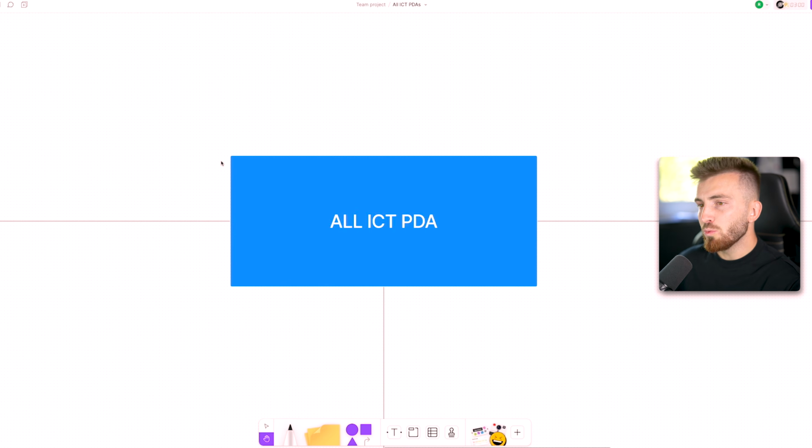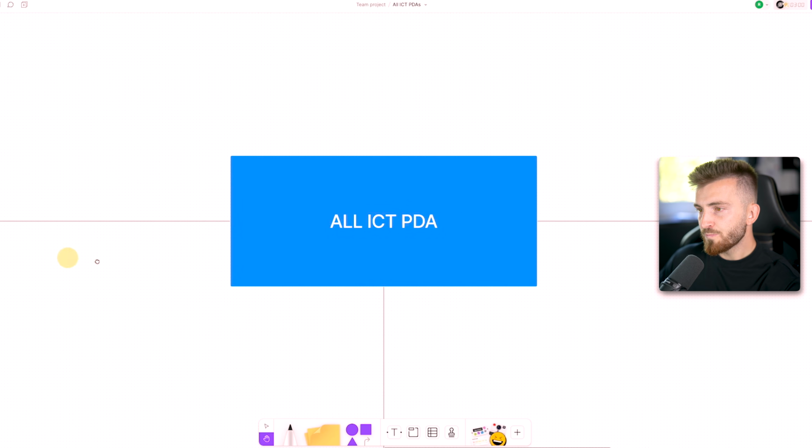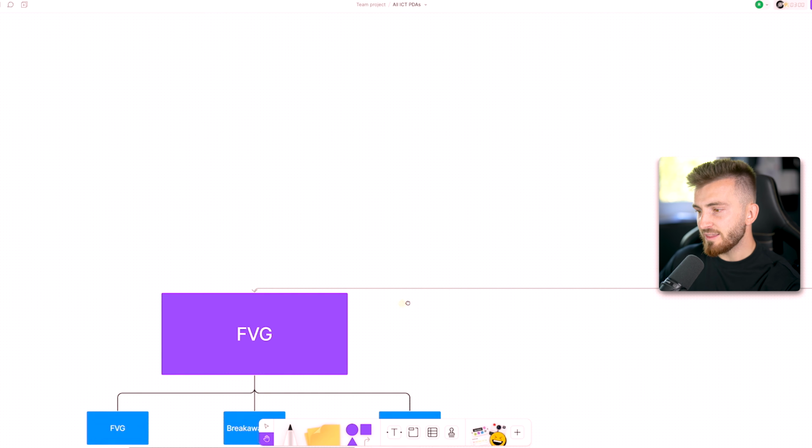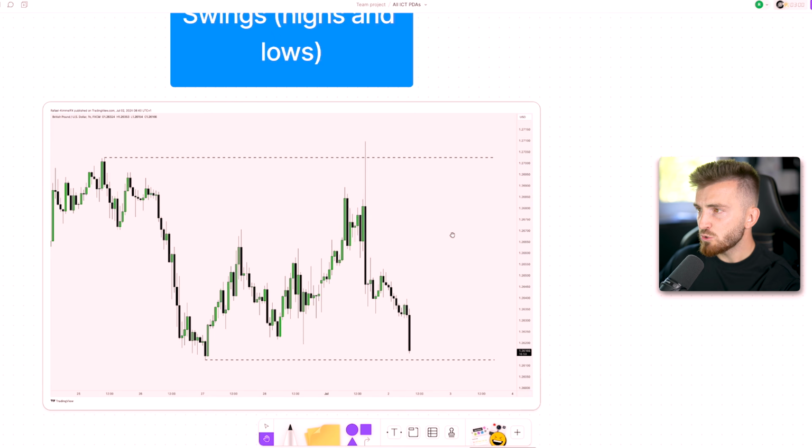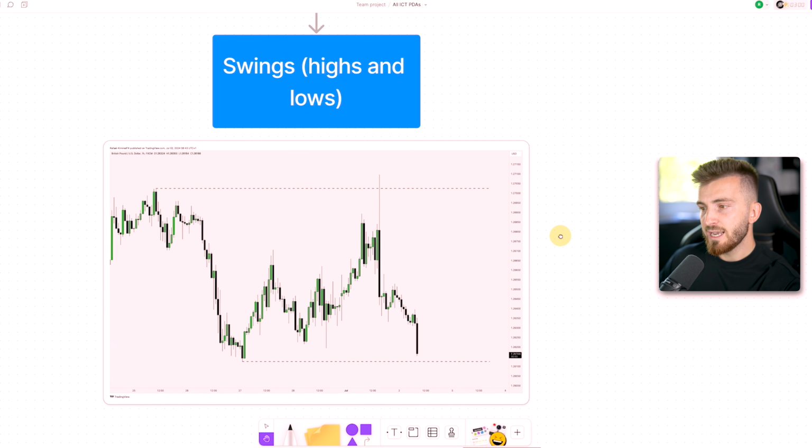Let's go onto the screen. So let's talk about all of the ICT PD arrays. One of the things that is very important for you to understand is that ICT PD arrays are premium and discount arrays, and they're always one of two: an order block or a fair value gap. So what you can see is that I have divided this into a fair value gap and order blocks. I'm going to show you all of the different order blocks and all of the different fair value gaps, or just gaps. And then last but not least, we have swing highs and lows.